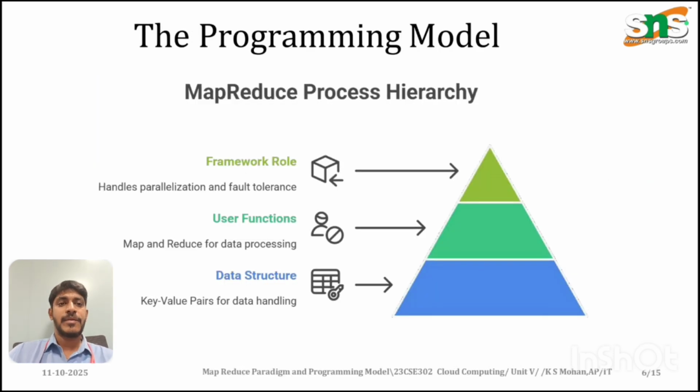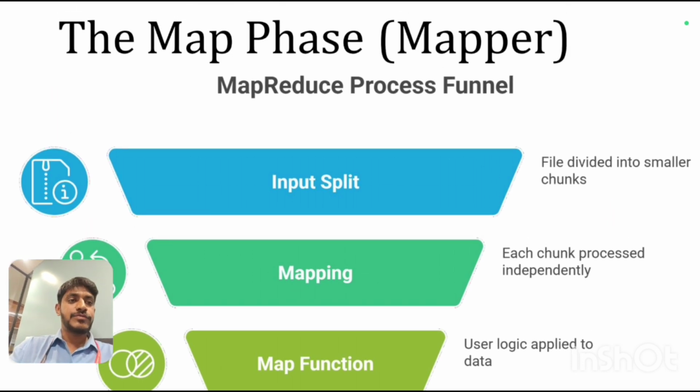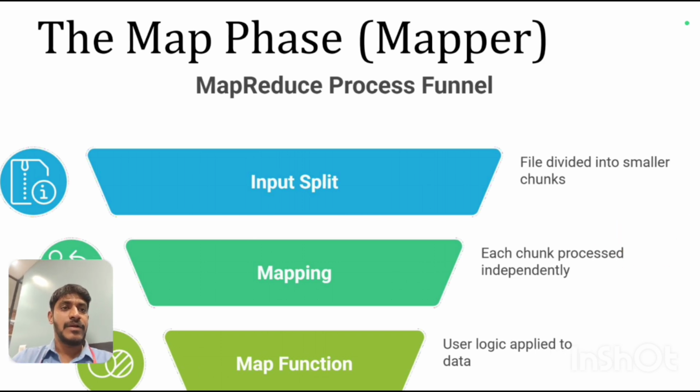We are studying the programming model and MapReduce hierarchy: framework, role and user functions, data structures and other values we are using here. The MapReduce process hierarchy plays a vital role in today's era. In that we have the map phase, which is the mapper. MapReduce funnels inputs, as we can see in the picture. The file is divided into smaller chunks. The MapReduce concept is dividing large units into simple units so the problem is solved and finally we get the solution. In that we have the MapReduce mapper.